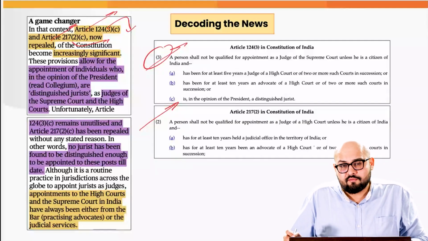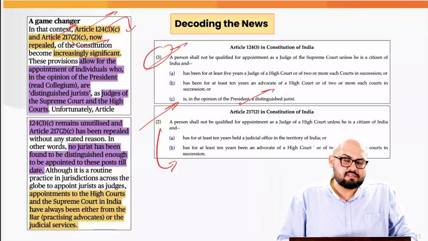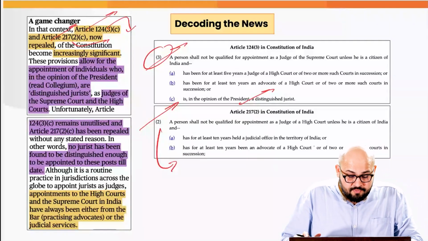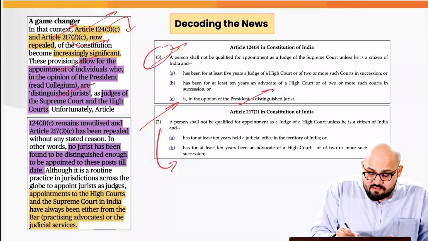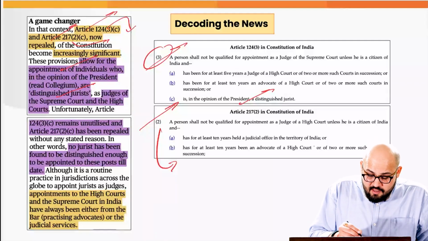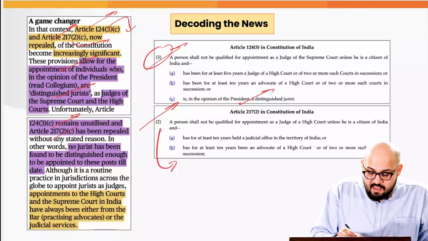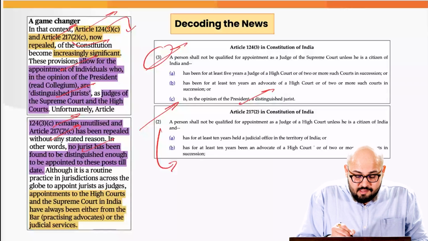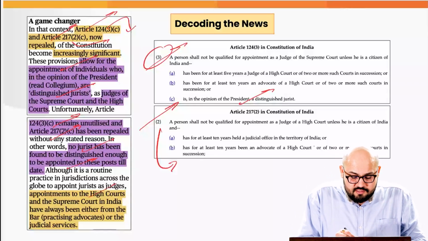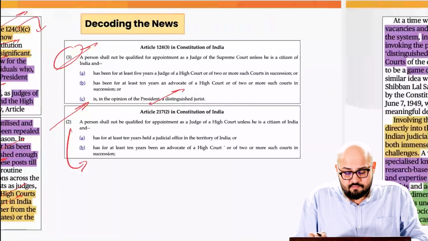So we have 124 subclause 3 subclause C, which talks about distinguished jurists, and 217 subclause 2 subclause C, which has been repealed, which allowed for the appointment of individuals who, in the opinion of the President, effectively the collegium, are distinguished jurists as judges of the Supreme Court and the High Court. Unfortunately, Article 124 subclause 3 subclause C has remained unutilized, and Article 217 subclause 2 subclause C has been repealed. No jurist has been found distinguished enough to be appointed to these posts till date. Appointments to the High Courts and the Supreme Court in India have always been either from the bar, that is the advocates, or the judicial services.